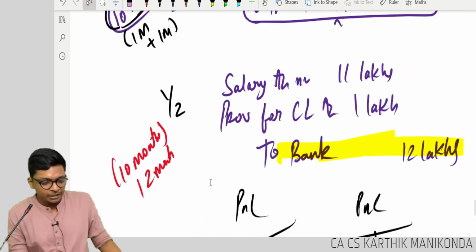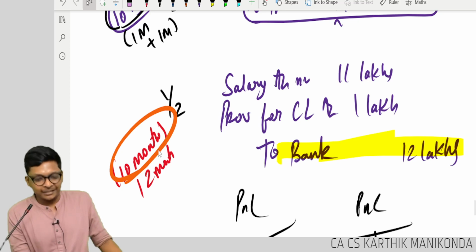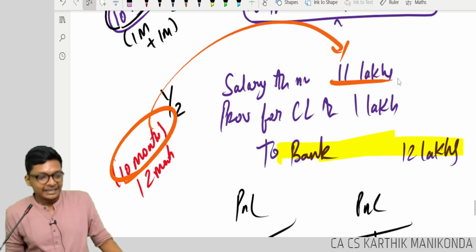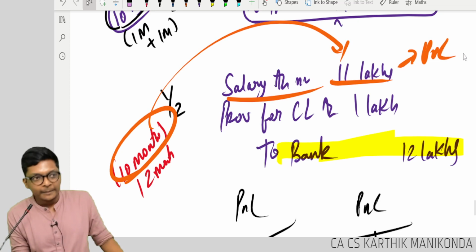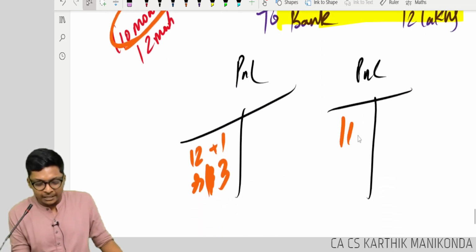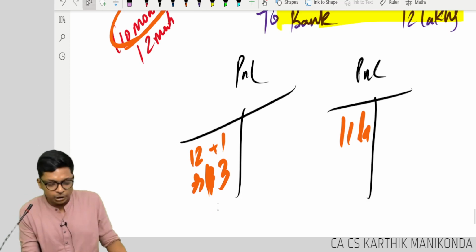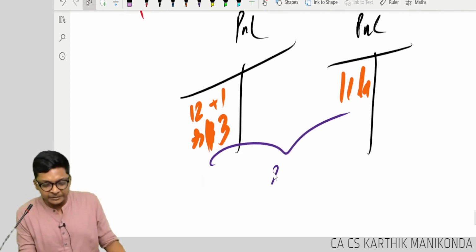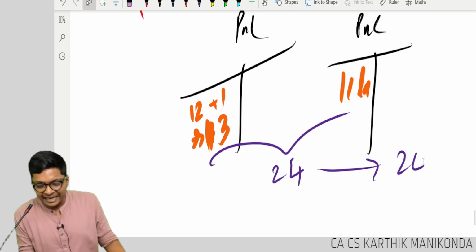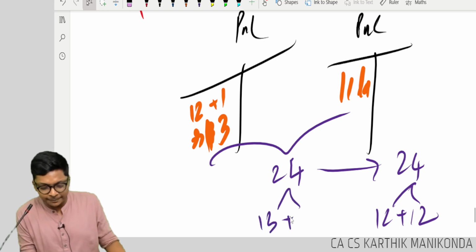And second year, you worked only for 10. So what accrues to you is only 11. Only 11 is debited to my P&L. So I will debit to P&L only 11 lakhs. Cumulatively, you paid in cash 24. Cash is 12 plus 12. P&L debit is 13 plus 11.